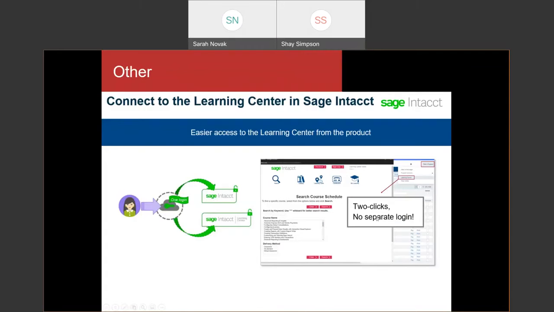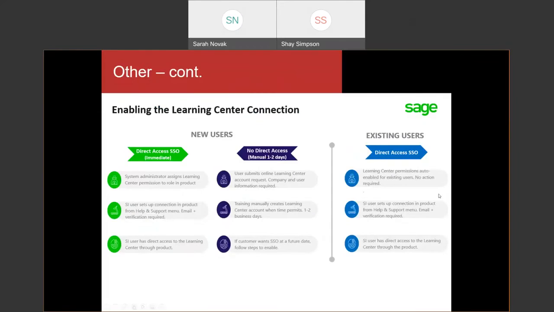So again, 2 clicks, no separate login. If you are an existing user within the learning community, you don't have to do anything. Again, you can get to that from Sage Intacct. If you are a new user, you will have to request access to that Learning Center. So again, this will walk you through those steps in order to get access to the Learning Center.